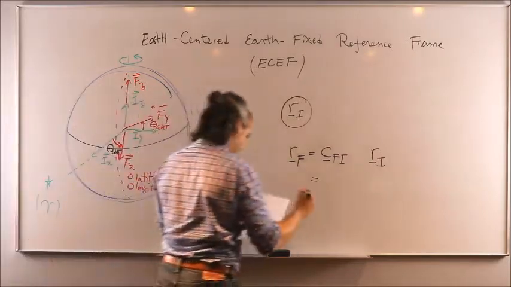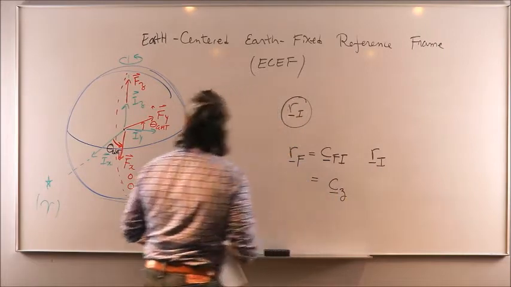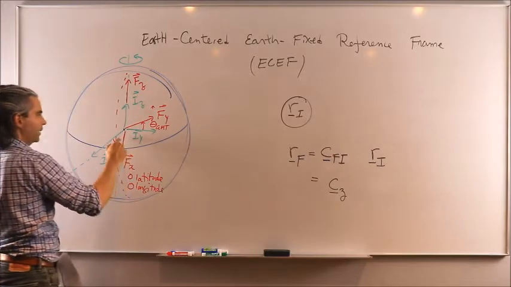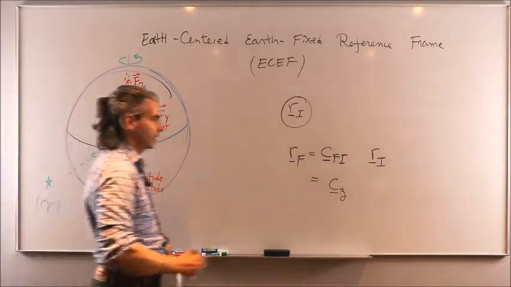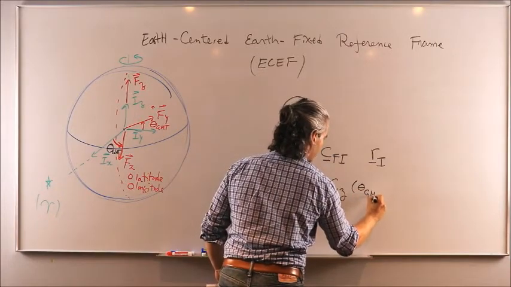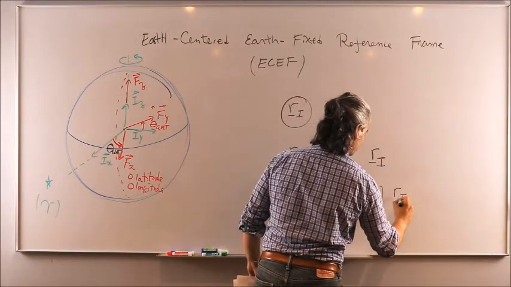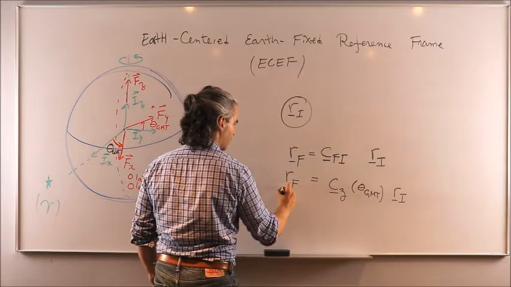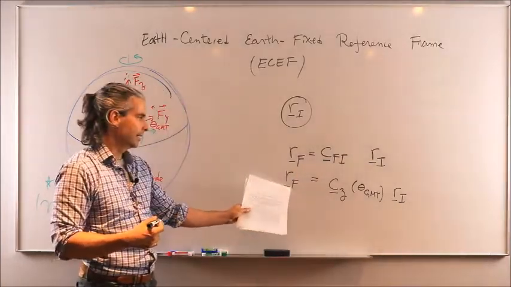As seen from the diagram. So again, that would be Cz. And the rotation between ECI and ECEF would be through an angle denoted by theta GMT. So Cz through an angle theta GMT, multiplied by Ri, would give us our X, Y, Z components of the spacecraft position vector seen in ECEF.